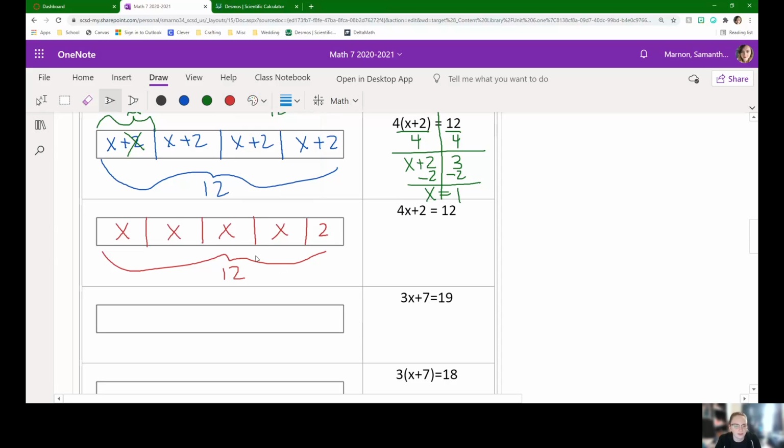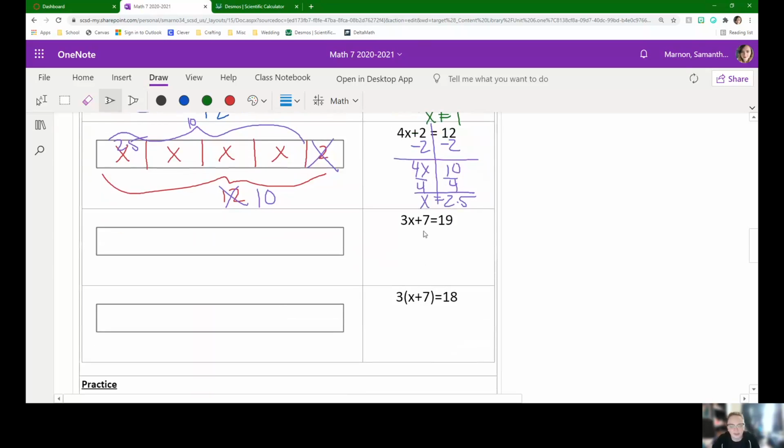So when I start solving this, the first thing I'm going to do is probably take away this 2. That will leave us with 10. So these 4 X's are 10. So on our equation, we take away 2, we get 4X is 10. Now we need to split this up by 4, so 10 divided by 4. And we're going to get X is 2.5.